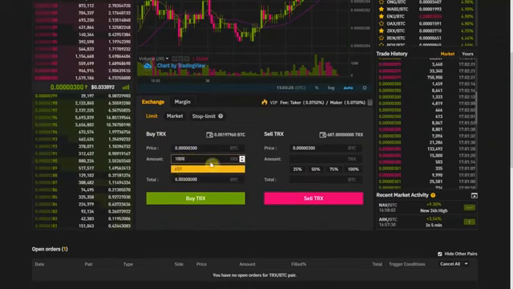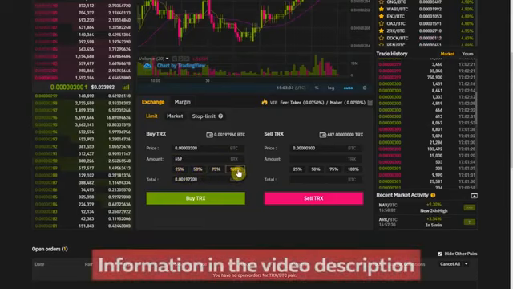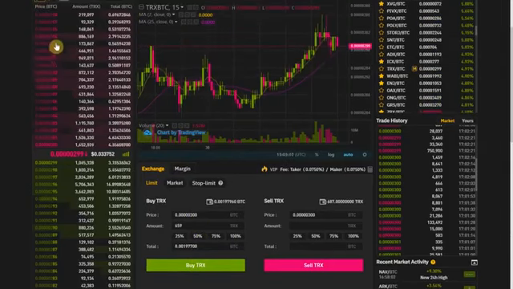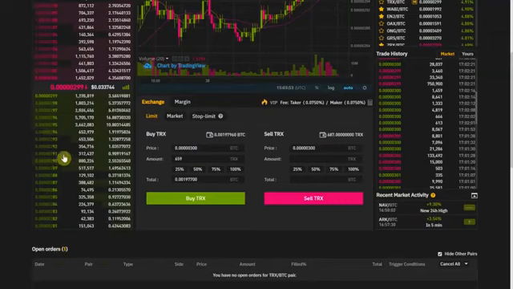I don't have enough BTC to buy 1,000 TRX, but you can also use the percentages. So let's say I wanted to buy 100% of all my BTC holdings, which are here. You just click 100% and you buy at 300. Cool thing about this, let's say you wanted to buy.